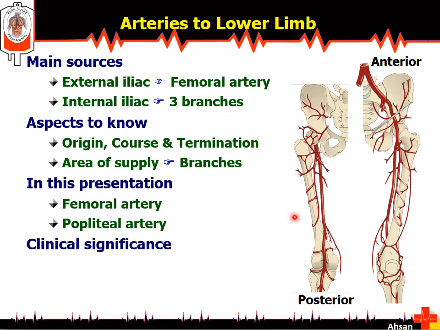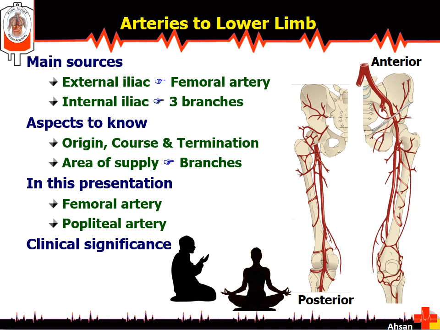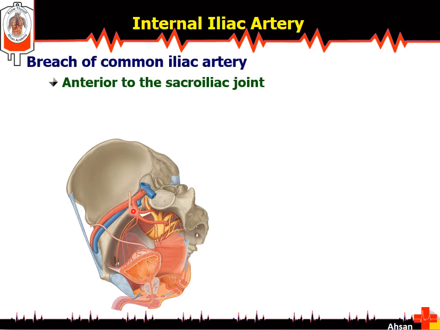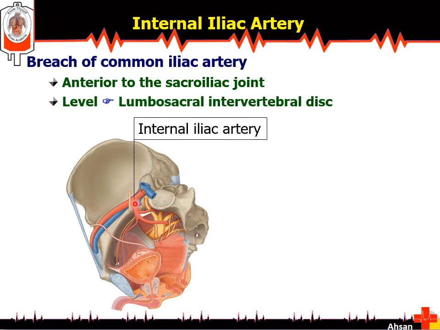The most important clinical aspects we will discuss here. You can see the right common iliac divided into the external iliac, and this one is the internal iliac artery. This happens in front of the sacroiliac joint, at the level of the intervertebral disc between the sacrum and the fifth lumbar vertebra. So at this level, in front of the sacroiliac joint, it divides into the internal iliac and external iliac.